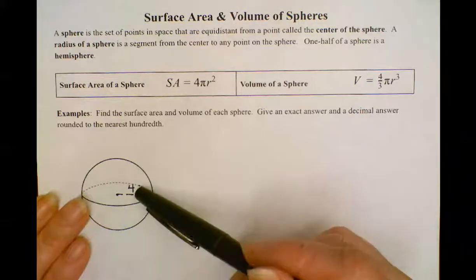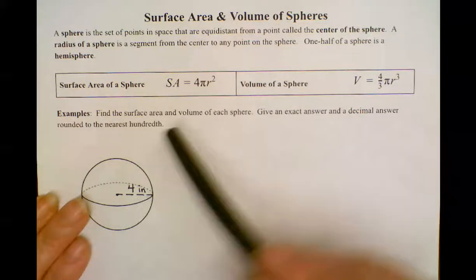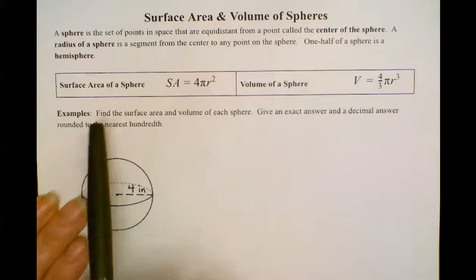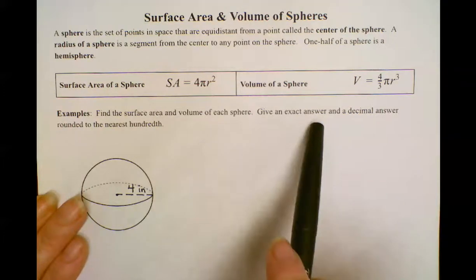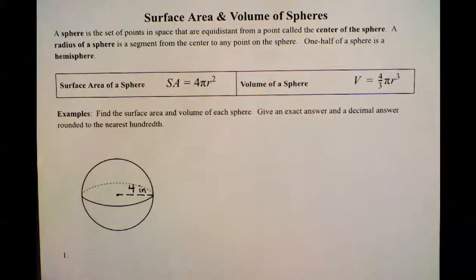So we've got two examples that we're going to be looking at today. General directions that we'll be following: find the surface area and volume of each sphere, give an exact answer and a decimal answer rounded to the nearest hundredth. Alright, so we start in this case.